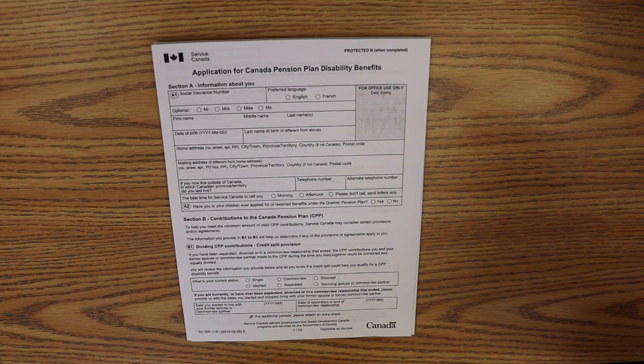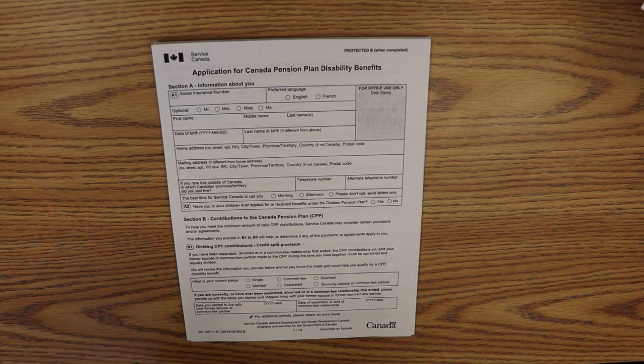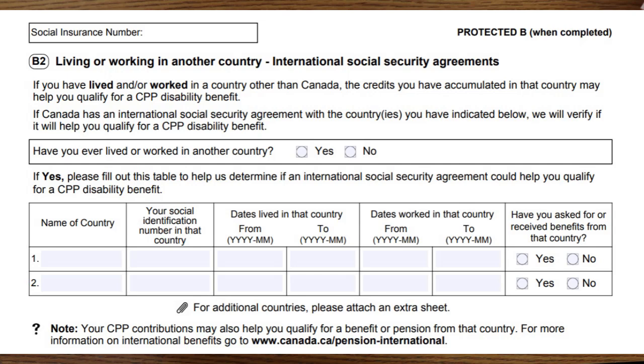You will need to know your current marital status, and if you have currently or have ever been separated, divorced, or in a common law relationship that ended. You will need to provide dates that you started and stopped living with a former spouse or former common law partner. If you have lived or worked in another country other than Canada, the credits you have accumulated in that country may help you qualify for a Canada Pension Plan disability benefit.